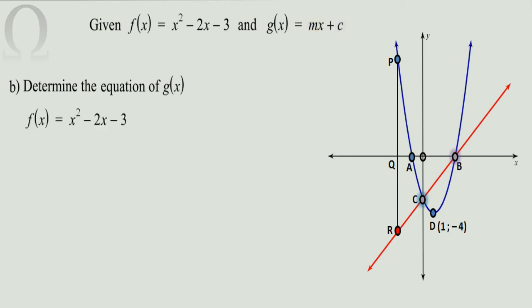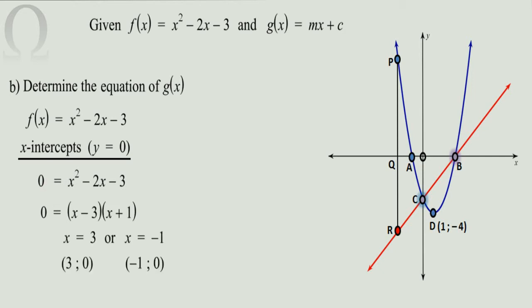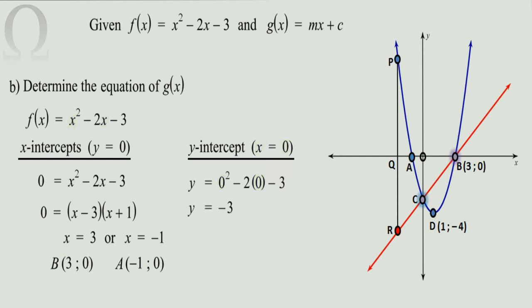Since we were given the equation of f(x), we can use it to determine the x-intercepts and y-intercept of f(x). Starting with the x-intercepts, we put y equal to 0. The x-intercepts of f(x) are the points (3; 0) and (-1; 0). Since point B lies to the right of the origin, it has a positive x-coordinate. Therefore, the coordinates of point B are (3; 0). It follows that point A is the point (-1; 0). To find the y-intercept, put x equal to 0. The y-intercept of f(x) is the point C (0; -3).